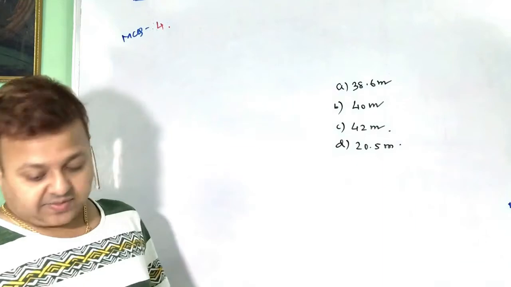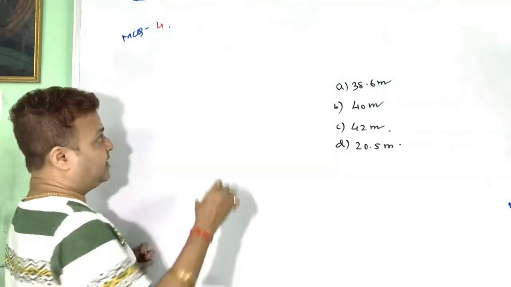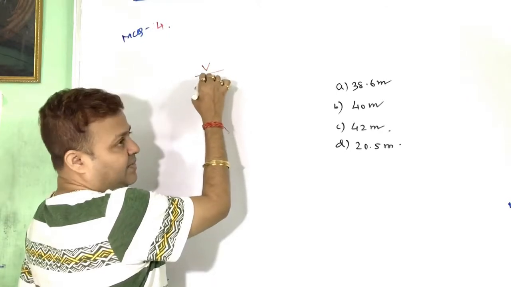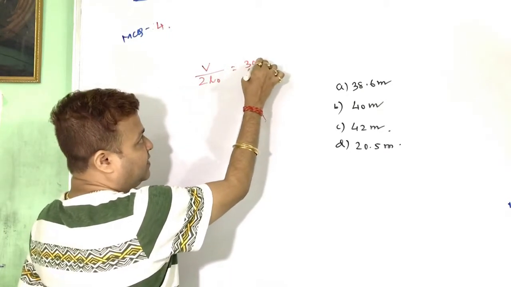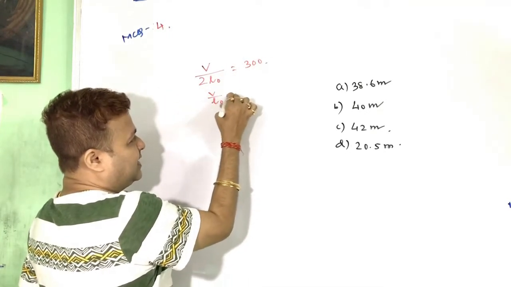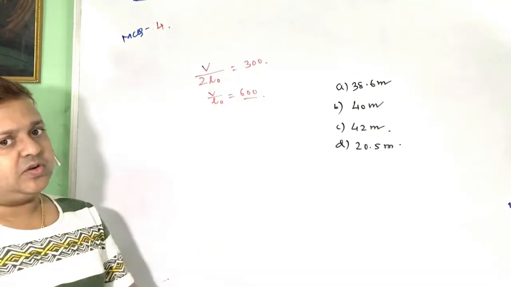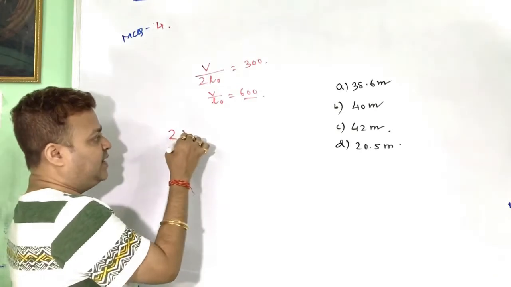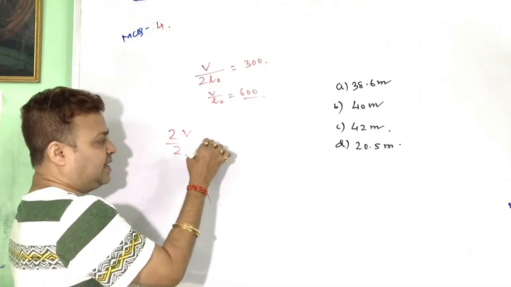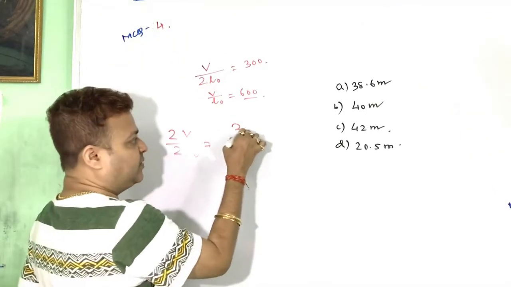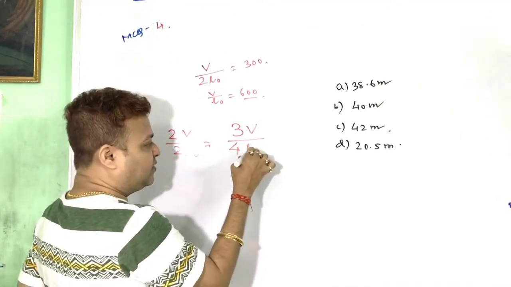An open pipe has a fundamental frequency of 300 Hz. What is the fundamental frequency of the open pipe? V by 2L0 is equal to 300, or V by L0 is equal to 600. But the first overtone of the open pipe, that is 2V by 2L0, is equal to the first overtone of the closed pipe. What is the first overtone of the closed pipe? 3V by 4 times the closed length.